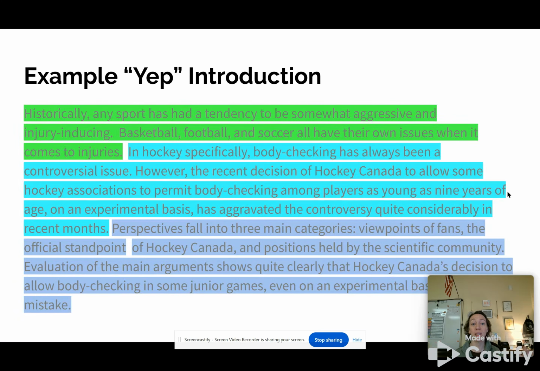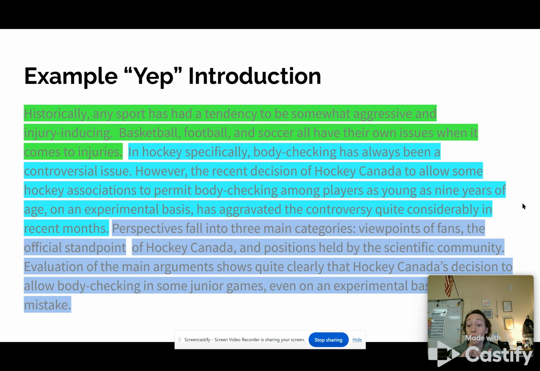So I want to show you an example of a "yes" introduction. This is still about hockey here. So it starts with, "Historically, any sport has had a tendency to be somewhat aggressive and injury-inducing. Basketball, football, and soccer all have their own issues when it comes to injuries." That's a good brief historical review, right?